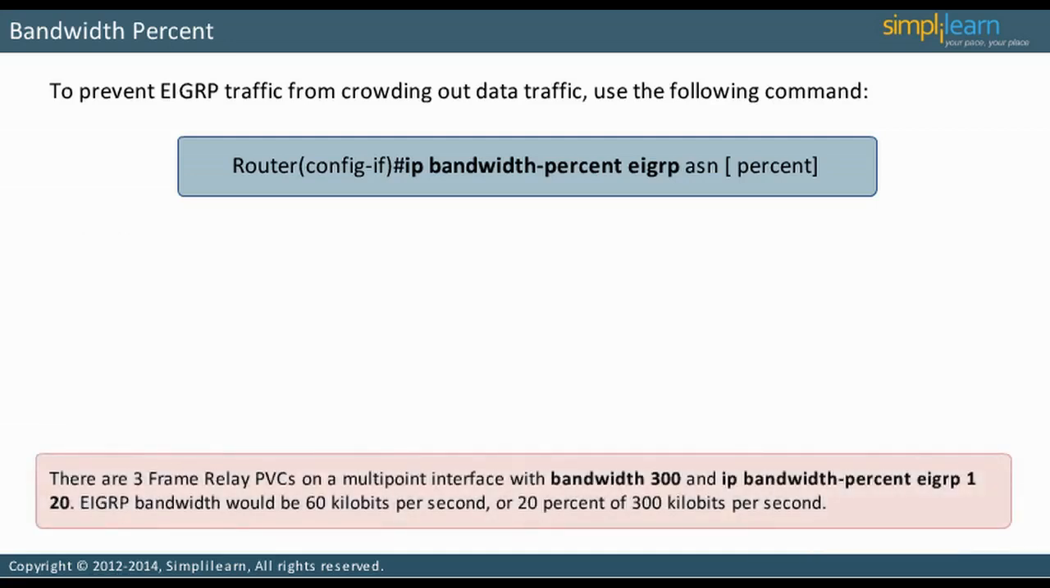Let us look at an example. There are 3 frame relay PVCs on a multi-point interface with bandwidth 300 and IP bandwidth percent EIGRP 120. EIGRP bandwidth would be 60 kilobits per second, or 20% of 300 kilobits per second. The next slide deals with the concept of hello interval and hold time.